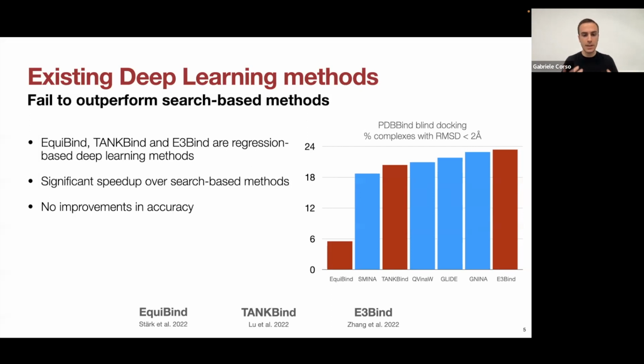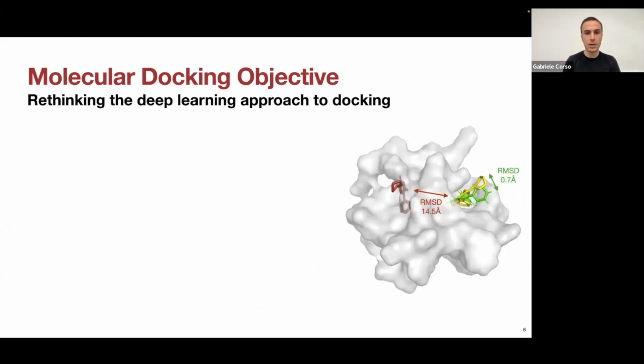So, we've seen the success that these regression-based models, DiffDock is particularly interesting because it really follows very closely the AlphaFold framework. And so we have seen the success of these methods for protein folding. Why are they not succeeding for docking? There are a few things that we need to actually understand before we can understand this answer.